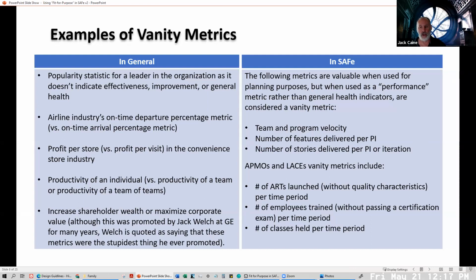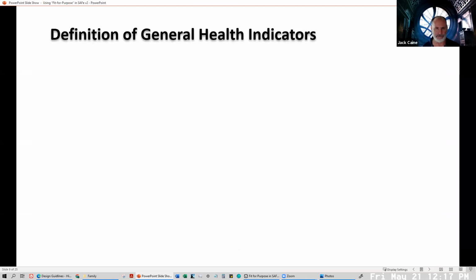The number of ARTs launched without any type of quality characteristics per time period, or the number of employees trained without passing a certification exam per time period, or the number of classes held per time period. We use those metrics. You will see this in the literature in SAFe, that these are metrics, but the way that they're used makes them vanity metrics.